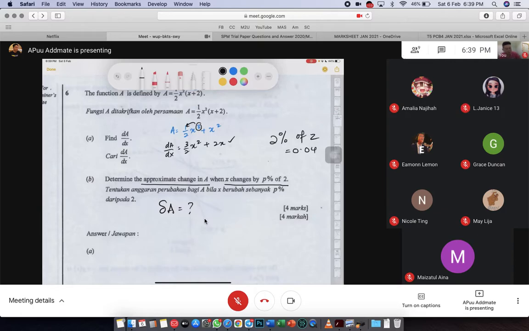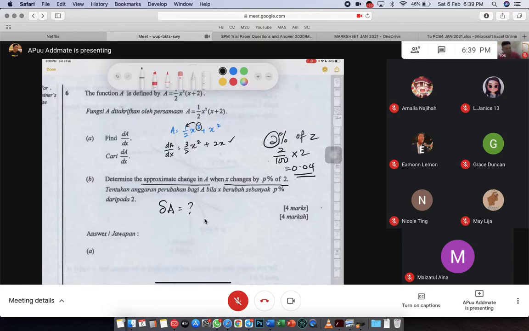So, apa yang kamu akan buat kat sini adalah, kamu ada 2% tu, maksudnya 2 over 100 kan, betul? 2 over 100 times 2. So, now you should get 0.04. Ini kalau dia bagi 2%. Inilah kita namakan sebagai the small change. Itulah you punya small change dalam kes ni. Okay, May, ada soalan mau tanya?